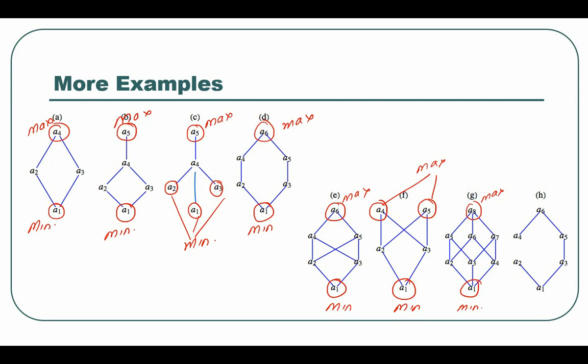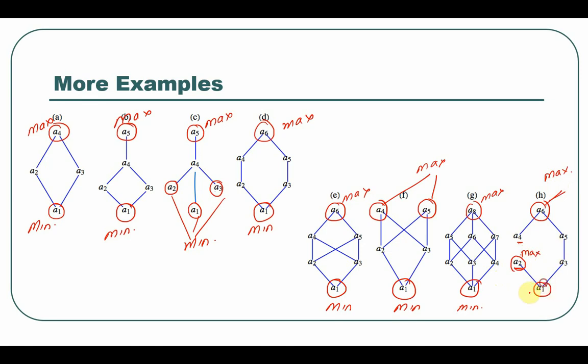Now what about this? This is a strange case. This is open from here. How do I identify a maximal and a minimal element over here? Identifying a maximal and a minimal element is not difficult. So this A6, there is no element which is succeeding A6. A4 is being succeeded by A6. So this is a maximal element. What about A2? There is no element that is succeeding A2. So A2 is also a maximal element.